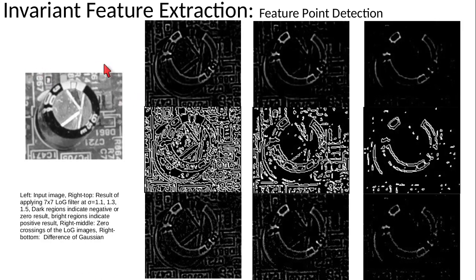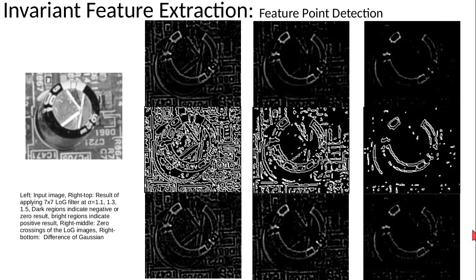In this slide, we show an input image that has been correlated with a Laplacian of Gaussian filter, a 7 by 7 Laplacian of Gaussian filter at 3 standard deviations. So this is the result of applying a Laplacian of Gaussian filter at sigma equal to 1.1. This is the result of applying a 7 by 7 LOG filter at sigma equal to 1.3, and this is the result at standard deviation equal to 1.5. These are the corresponding zero crossings. This is the zero crossing obtained from this LOG image. This is the zero crossing from this image, and so on.